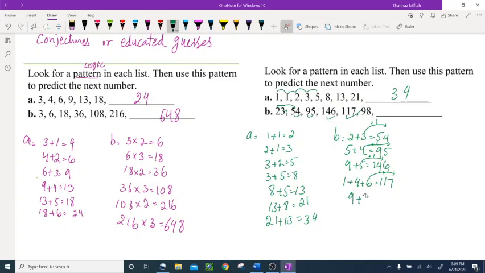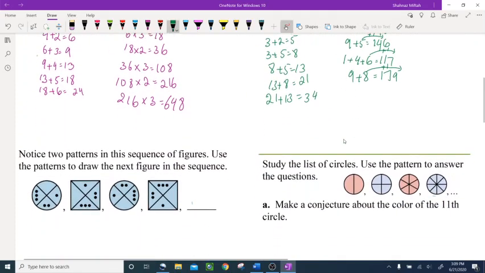Now let's do 98. 9 plus 8 is going to give me, what? 9 plus 8 is 17, right? And this last number, you add 1 there, it's going to give me 9. So the next number is 179. So you guys have to be really observing all these patterns to get the answer.